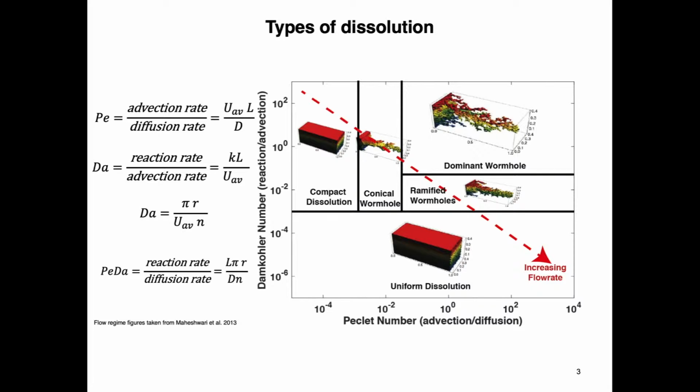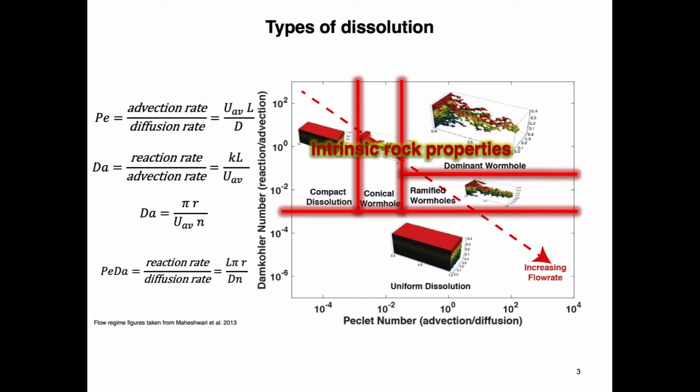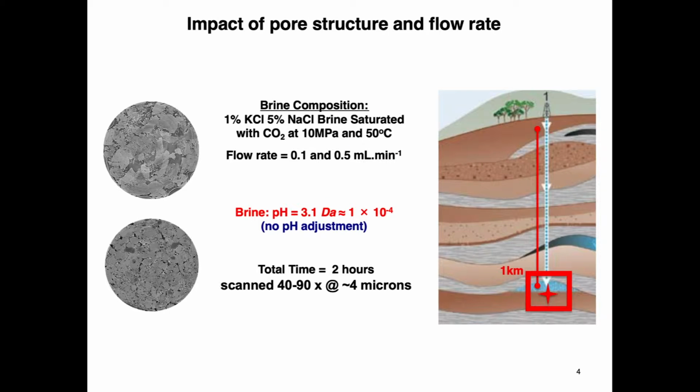And when both flow and reaction rates are high, the dissolution is dominated by preferential flow paths, and we see wormhole formation. The placement and slope of these boundary lines are dependent on the intrinsic rock properties, be that composition, permeability, heterogeneity, etc. We designed this experiment to simulate CO2 saturated brine injection very close to the wellbore, at around 1 kilometer in aquifer depth.